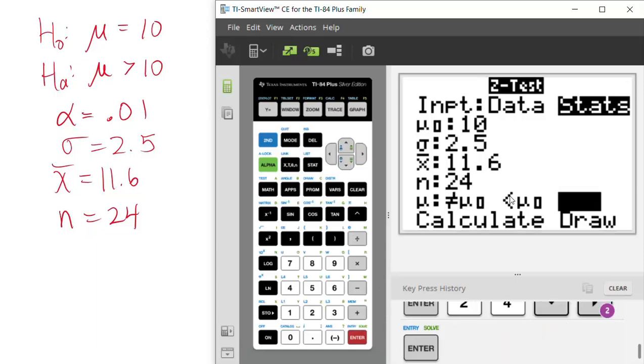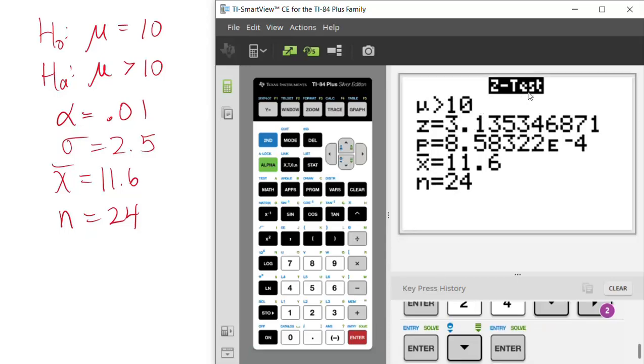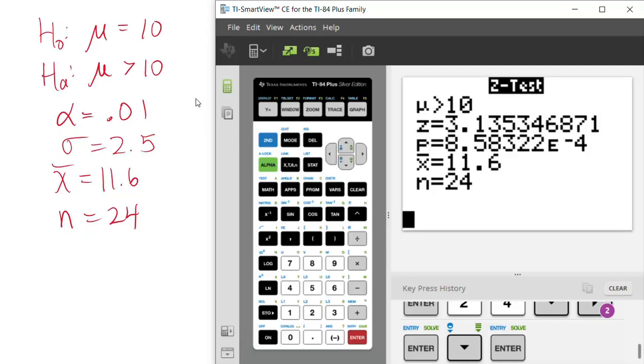So this line now says mu is greater than 10. You'll actually see that on the output screen. First line is the name of the test. This is becoming more and more important. We're now up to 5 different calculator functions, so make sure you use the right calculator function. Second line should match your alternative hypothesis, and here it matches it symbol for symbol. Mu is greater than 10.